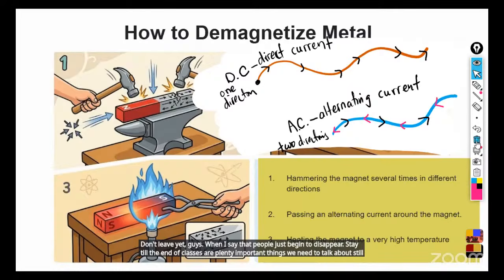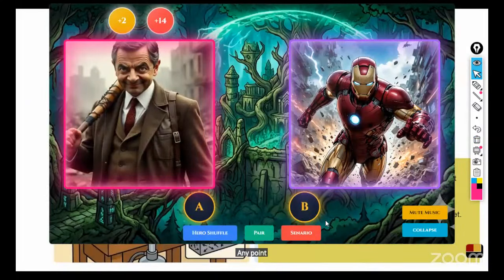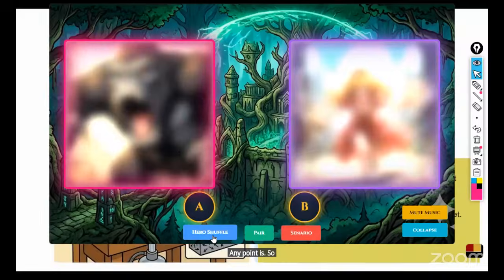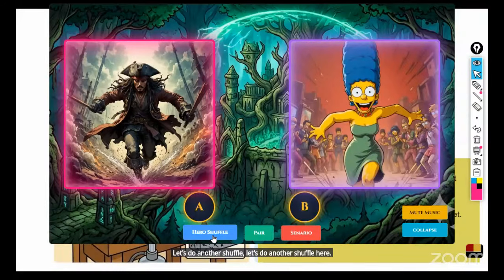All right, let's do our next vote now. I'm real sour that the green team has not been getting any points. It's burning me, right? So let's do another shuffle. Let's see if we get two cool characters.